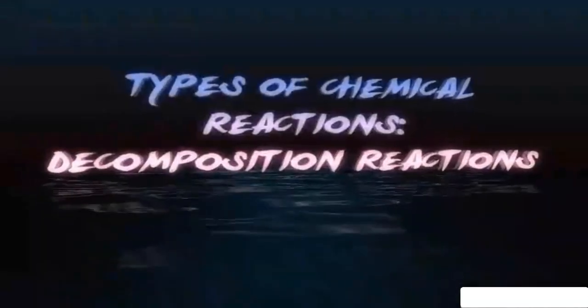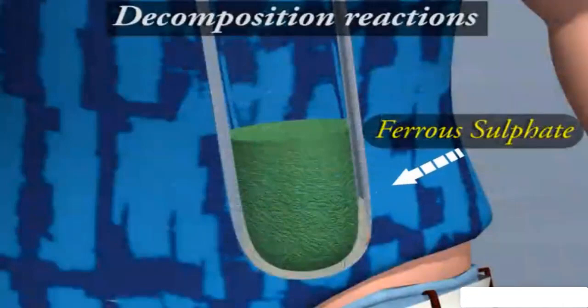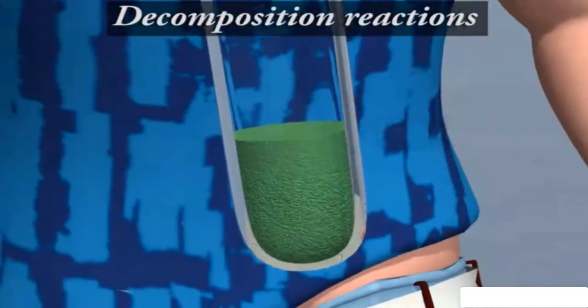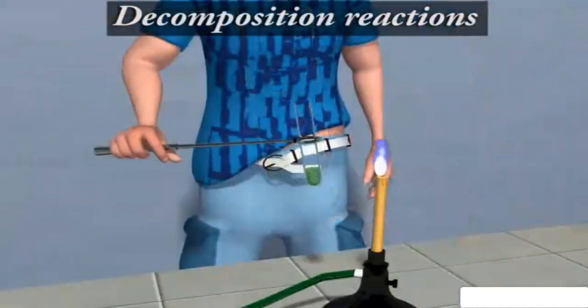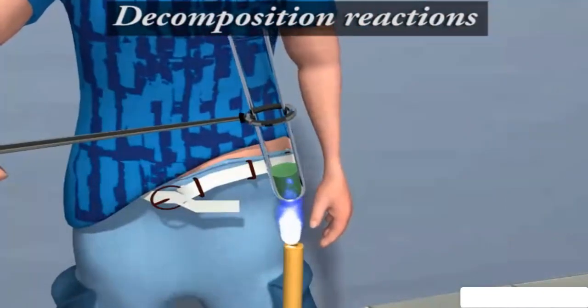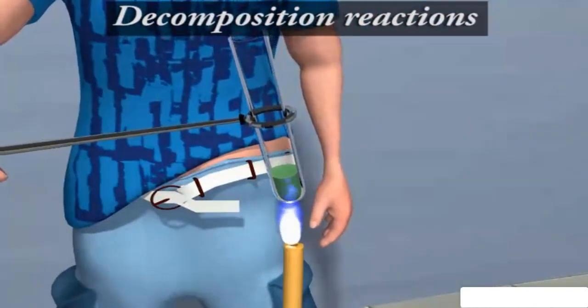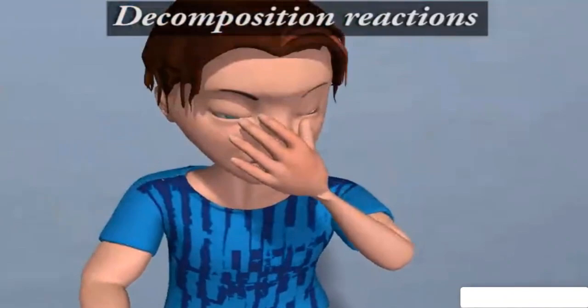Types of chemical reactions. Decomposition reactions. Let us take about 2 grams of FeSO4, ferrous sulfate crystals, in a test tube. Hold it with a test tube holder and heat it over the flame of a burner. What do you observe? The green color of ferrous sulfate crystals changes to white, and then a brown solid is formed, which is ferric oxide, and a colorless gas having the smell of burning sulfur evolves out of the boiling tube.